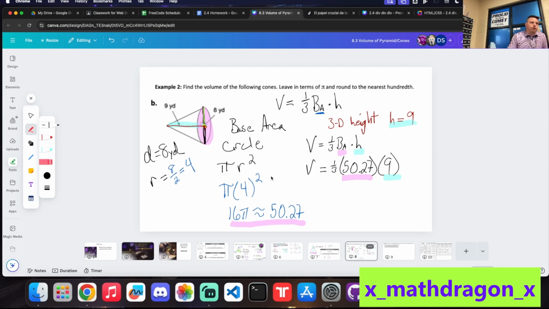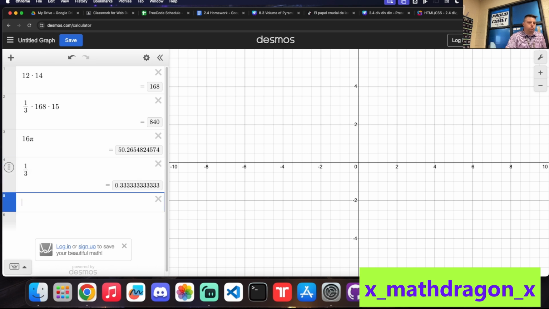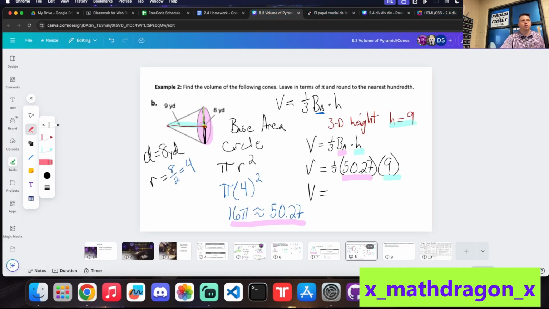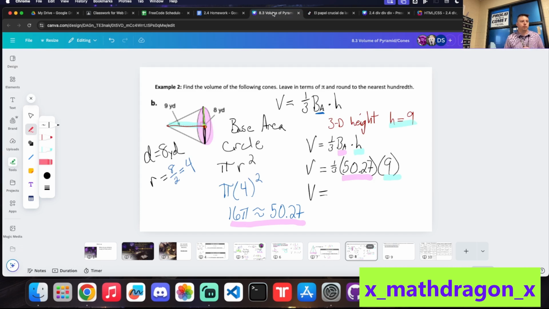Type it in exactly the way you see it. 1 divided by 3 times 50.27, right? 50.27 times 9. And you should get 150.81. And this is yards cubed. So volume is always in units cubed.